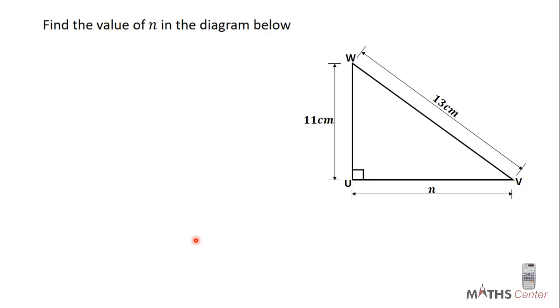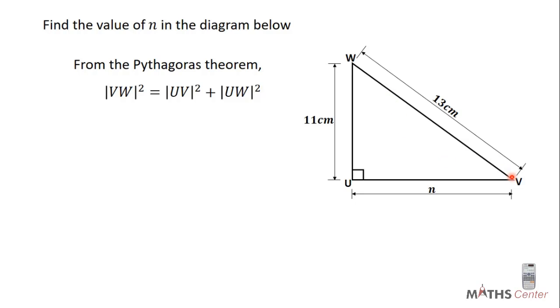Let's pick the last question. Find the value of n in the diagram below. So this is another right angled triangle, UWV or UVW. The hypotenuse is VW. So here the length of the hypotenuse squared is equal to the sum of the squares of the other two sides. So the other two sides are UV and UW. So VW squared is equal to UV squared plus UW squared.